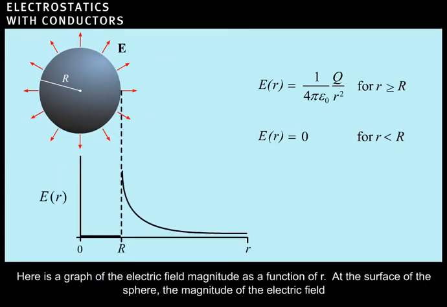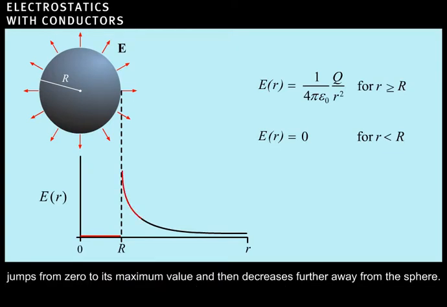Here is a graph of the electric field magnitude as a function of r. At the surface of the sphere, the magnitude of the electric field jumps from 0 to its maximum value, and then decreases further away from the sphere.